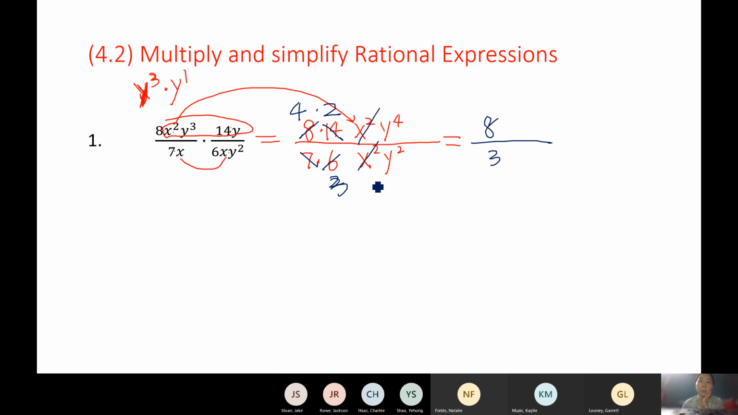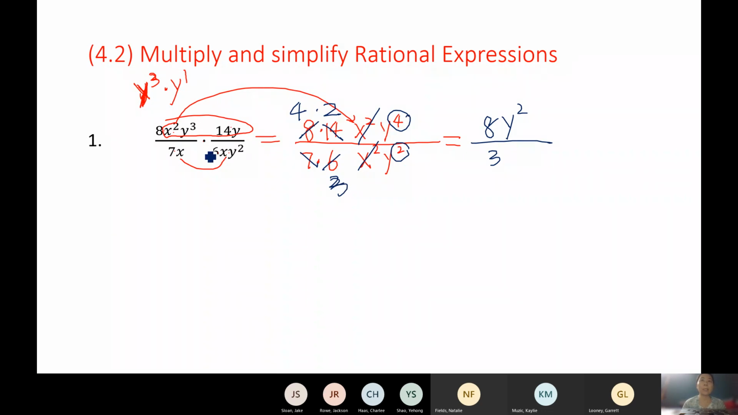Now x squared cancels x squared. y to the 4th divided by y squared, we get y squared because 4 minus 2. Well, you can cancel out two copies of y's, or use the formula for subtraction of exponents, 4 minus 2. So that's the first one.